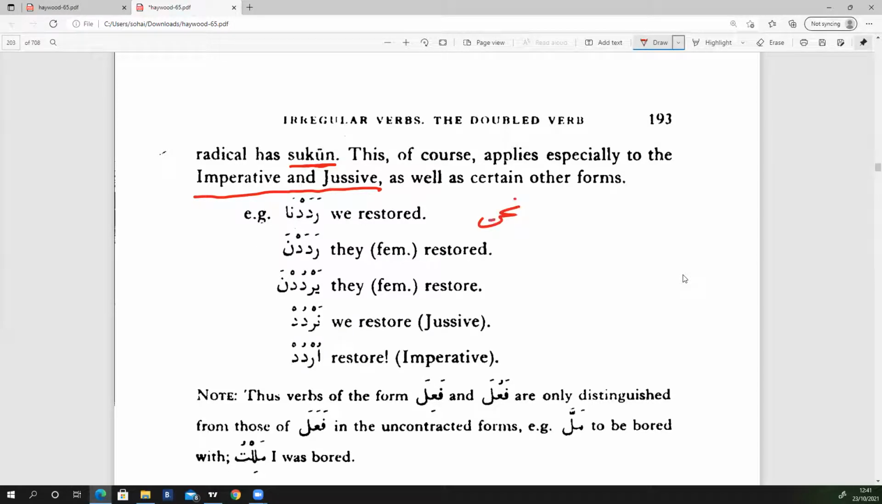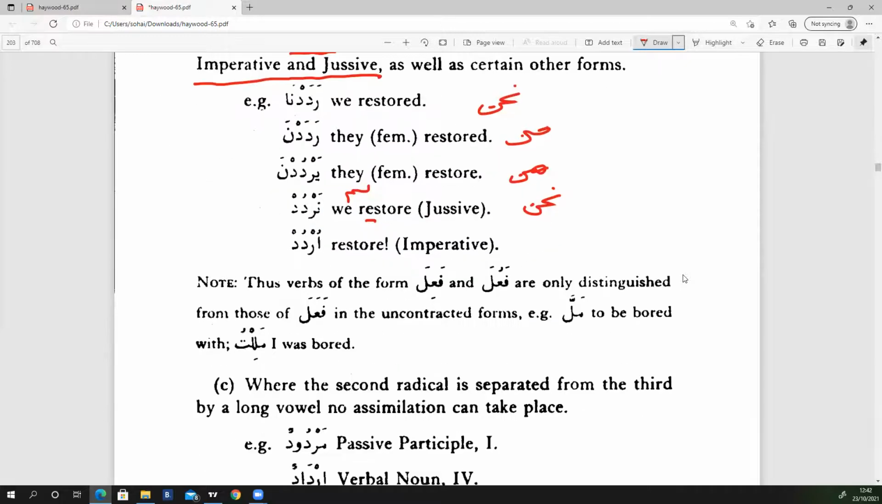Nahnu radadna. Antunna radadtunna. Hunna radadna. Hunna yardudna. Nahnu... So you could just say the lam before. Lam nardud, we did not restore, for example. Or here, you look at the imperative, urdud, restore.